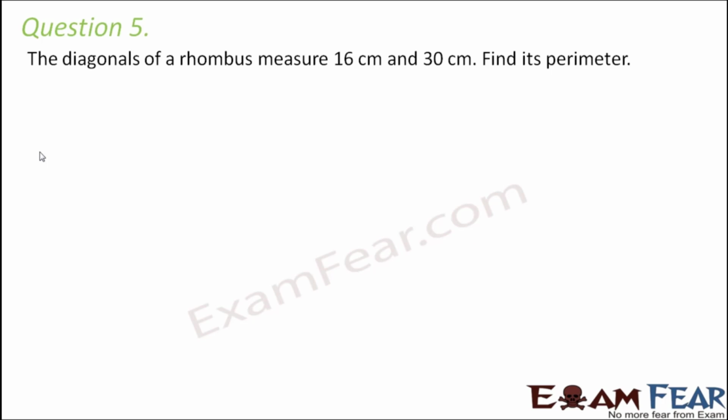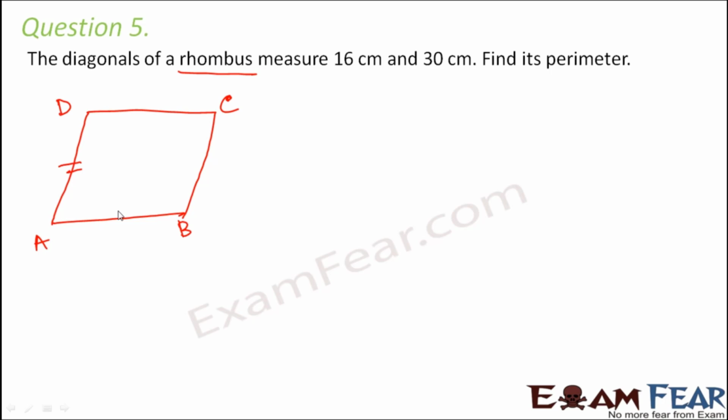Question number 5. The diagonals of a rhombus measure 16 centimeters and 30 centimeters. Find its perimeter. So what is a rhombus? A rhombus is a quadrilateral, that is a polygon with 4 sides, such that all sides are equal, but all angles are not equal. So this is a rhombus where all sides are equal. Let's say we name the rhombus as ABCD such that AD is equal to AB is equal to BC is equal to CD. All the sides are equal.